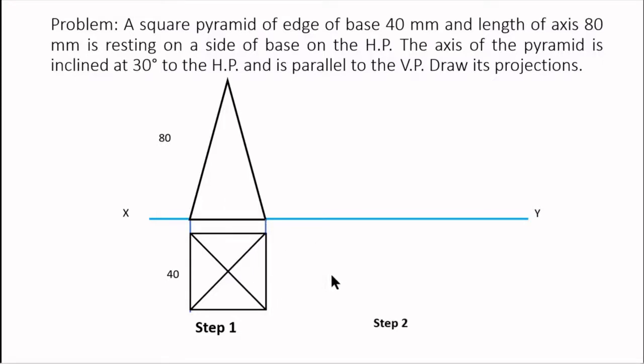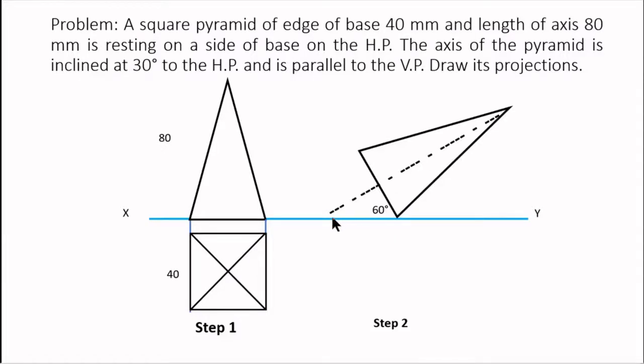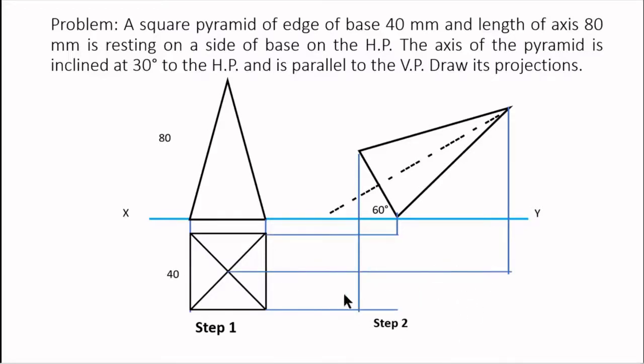In step 2, I would be inclining the base at an angle of 60 degrees. So the axis would be inclined at 30 degrees. So this is 60 degree angle, this is 90, and this would be 30. So the axis would be making an angle of 30 degrees to HP as specified. Okay. So we will be using the front view from the first step and using it in the second step, front view. Now I'll be projecting this front view into the top view, and I'll be finding its intersection with the locus of step 1, and then I'll draw the top view.